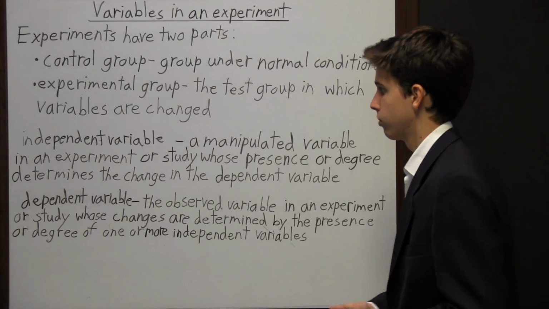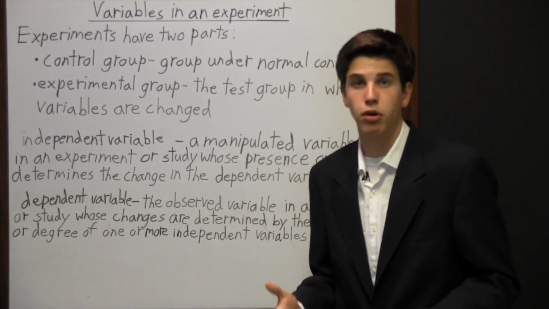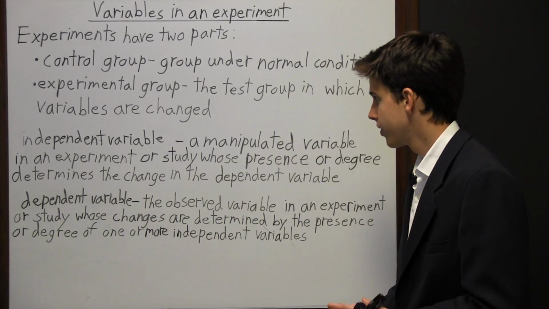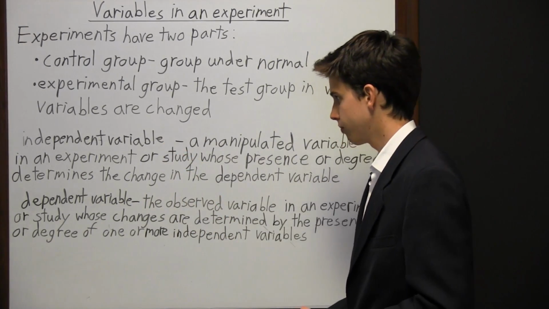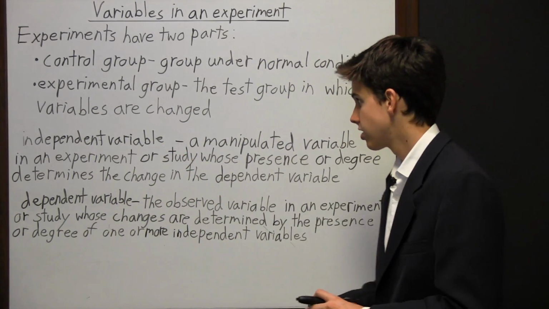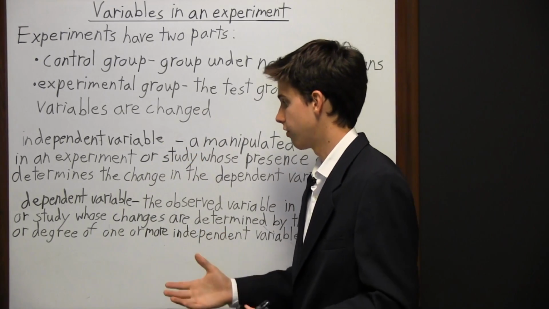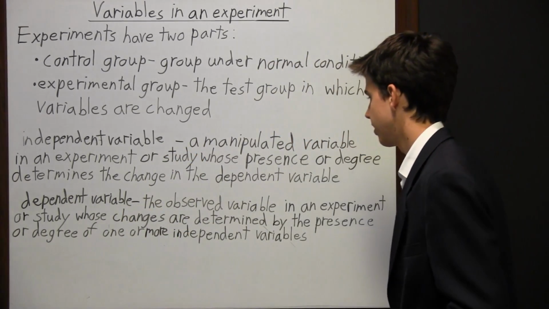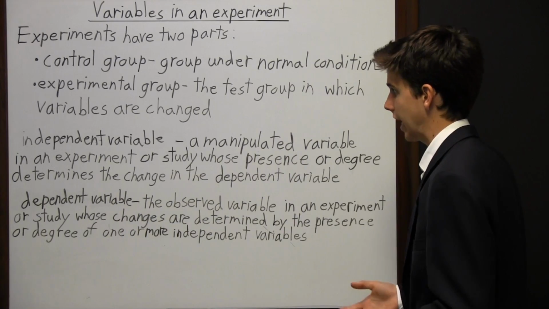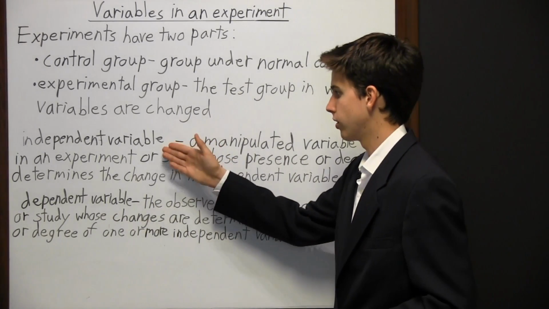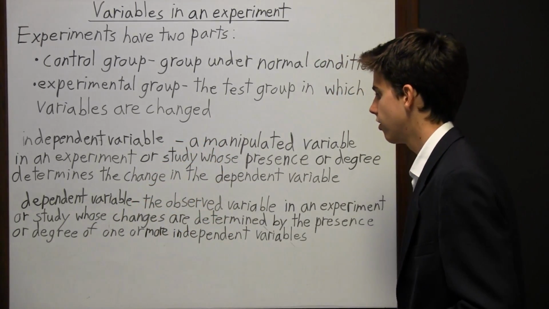So the independent variable is the variable you're changing. Remember, I said you can only change one variable. So you're changing the independent variable, and we're looking at cause and effect. So the independent variable causes an effect with the dependent variable. So that's what you're looking at here, the cause and effect between the independent and dependent variables.